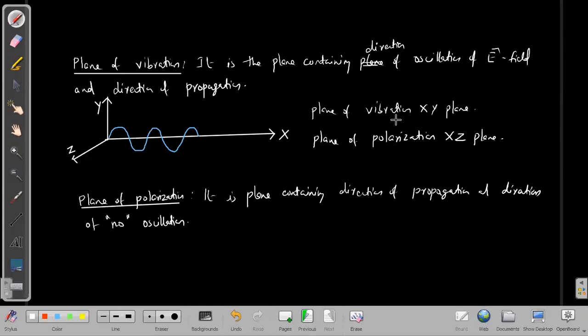We will take the plane in which the vibration is confined as the plane of vibration, and the plane which is perpendicular to the plane of vibration is called the plane of polarization. But anyhow, in the modern literature, it is the same.